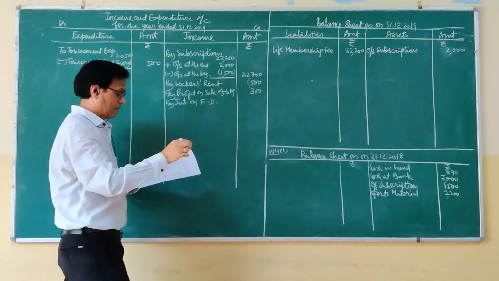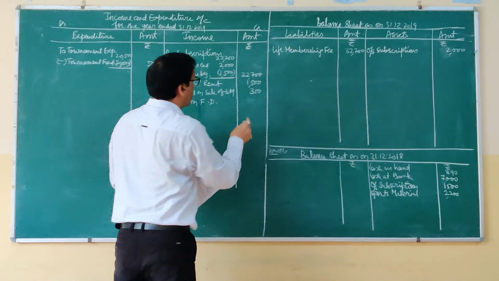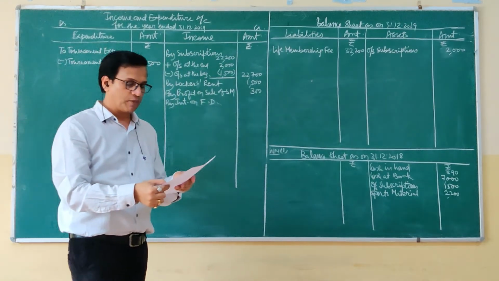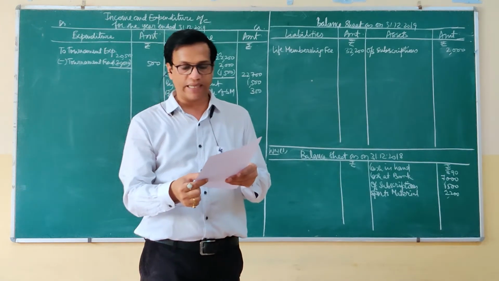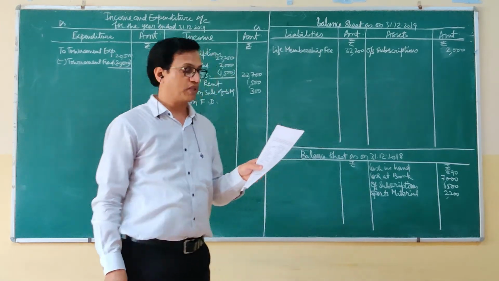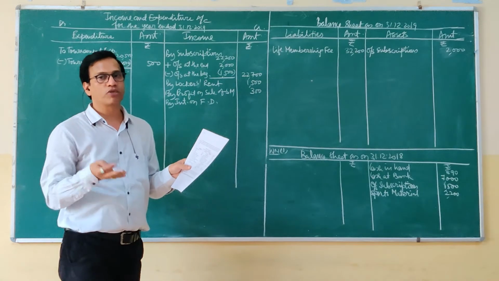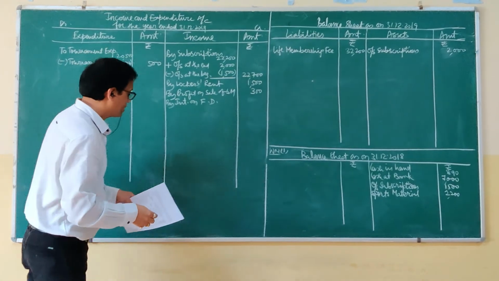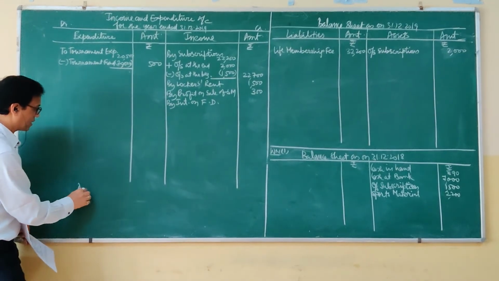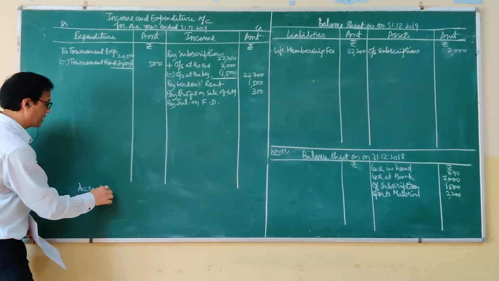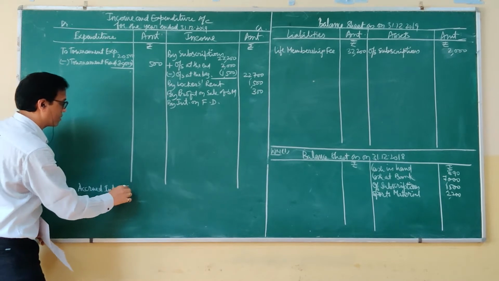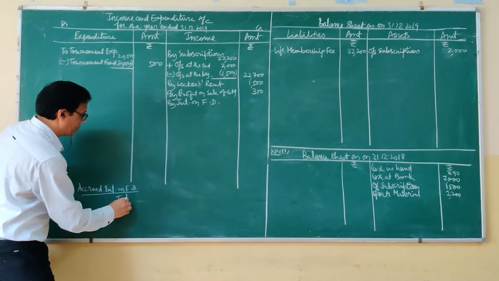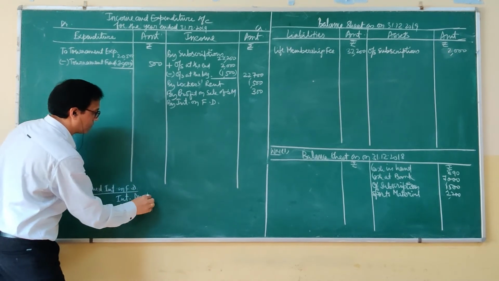It is 500. Now, we will calculate if any amount is accrued. Fixed deposit were purchased on 1st of October 2019 at 10% per annum, 30,000 rupees. How many months? From 1st October to 31st December, 3 months. October, November, December. 3 months, 10%. So here, accrued interest let us calculate. Accrued interest on fixed deposit. Interest receivable. You are due to receive.